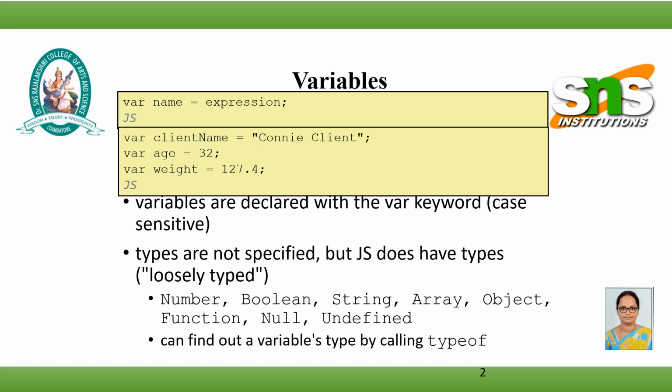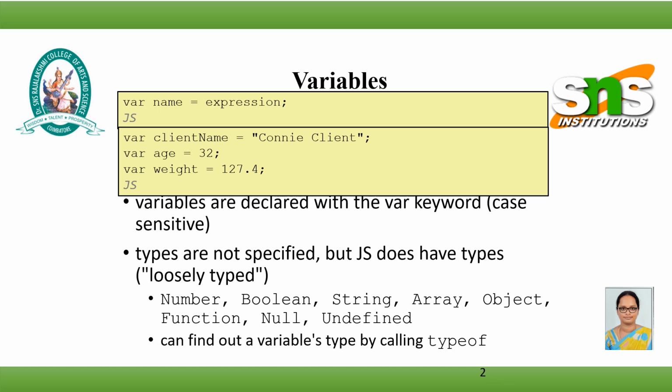Here the syntax for a variable is var name equals expression. The example is also given: var clientName equals, we are specifying the name of the client, and var age equals 32. Here var is a keyword, and after that we are specifying a variable name, and for assigning we have used the assignment operator and we have assigned values. At last we have to specify a semicolon. So by using this syntax we are creating variables and values for them.